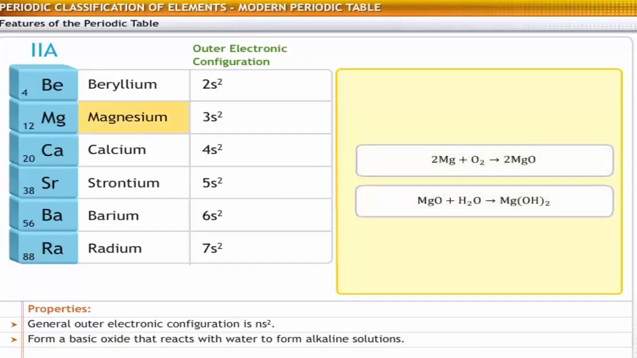For example, magnesium oxidizes to form magnesium oxide. This compound can be dissolved in water to form magnesium hydroxide.